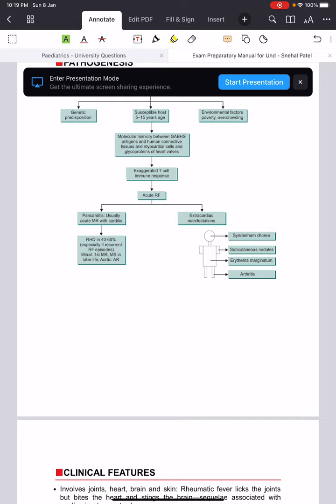Pancarditis, with mitral regurgitation and carditis, will lead to RHD, rheumatic heart disease. The extracardiac manifestations will be Sydenham chorea, subcutaneous nodules, erythema marginatum, and arthritis. So, what are the five things that we will see in rheumatic fever? First, pancarditis. Second, chorea, then erythema marginatum, subcutaneous nodules, and arthritis.